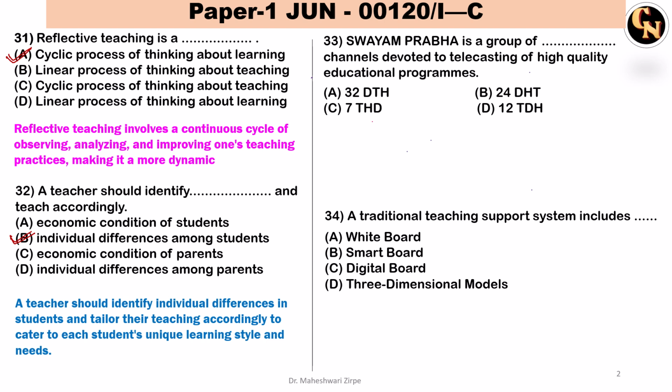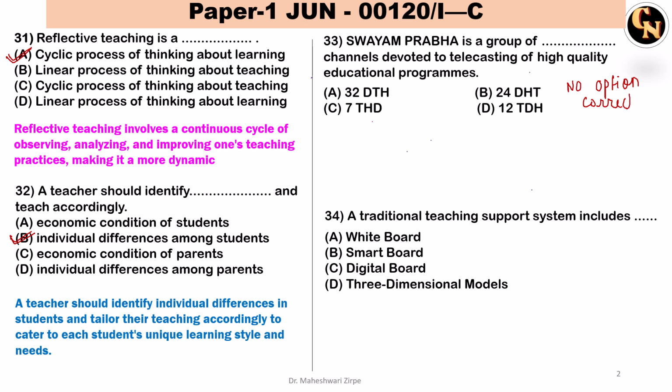Next is question number 33. Swayam Prabha is a group of dash channels devoted to telecasting of high quality educational programs. So students, the options given are 32 DTH, 24 DTH, 7 DTH, and 12 DTH. Among these, none of the options is correct.